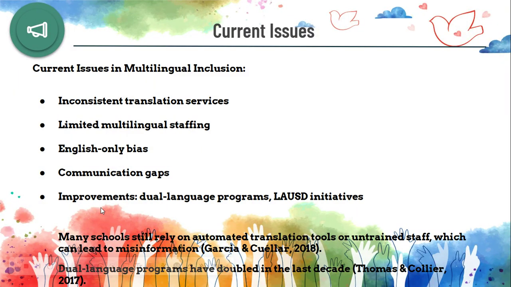But there's also positive growth. Dual language programs are expanding nationwide. LAUSD has multilingual hotlines and translation support teams. Schools are beginning to adopt more culturally inclusive family engagement practices. So while progress is happening, significant gaps still exist.